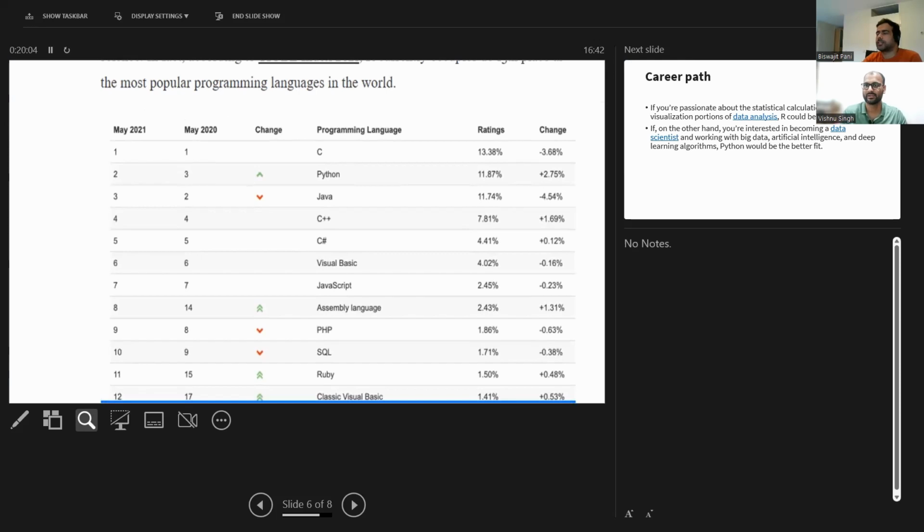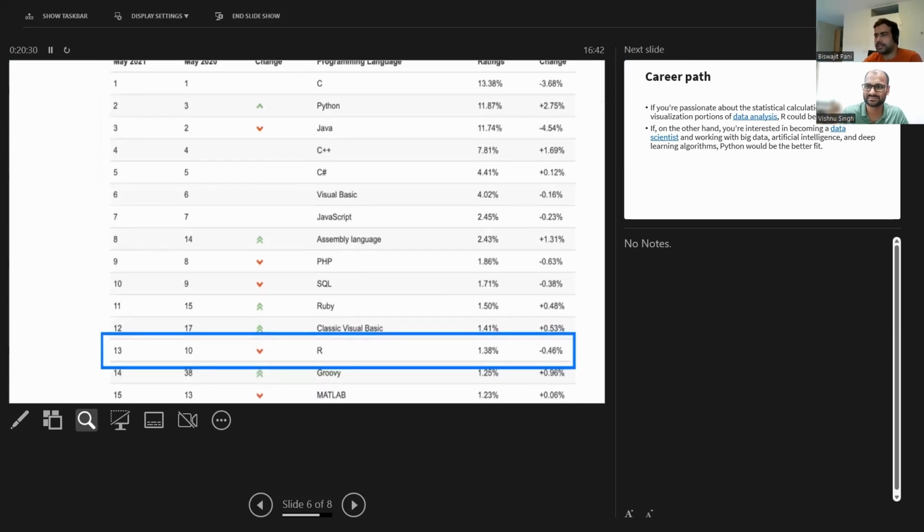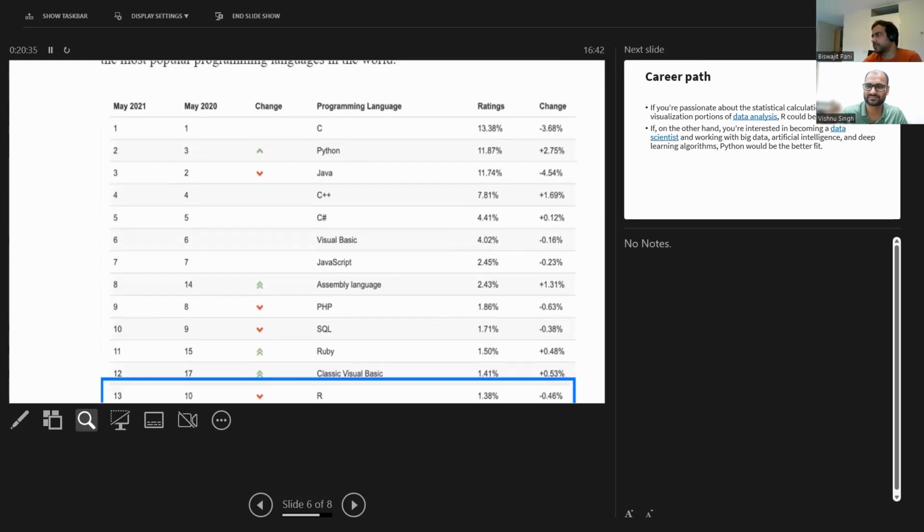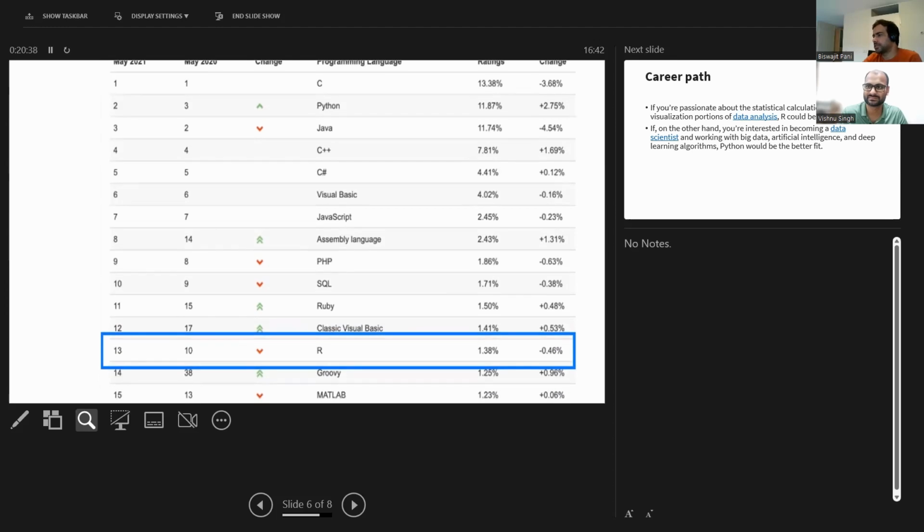Okay, so C is at the top. But see the percentage increase and decrease in C's users and Python's, right? More and more people are now using Python. Yes, in a year or two, it might be the number one language. Exactly. Probably already. I do not know what the status is in 2023, but it's probably already the number one. And you see R, right? R is at 13th. And again, the change is negative. But expected though.